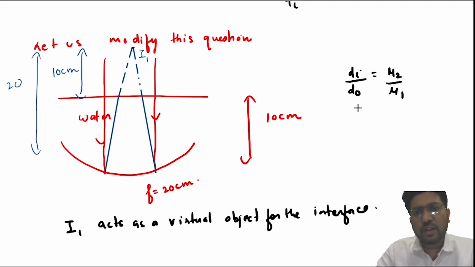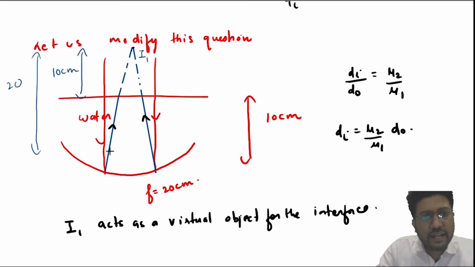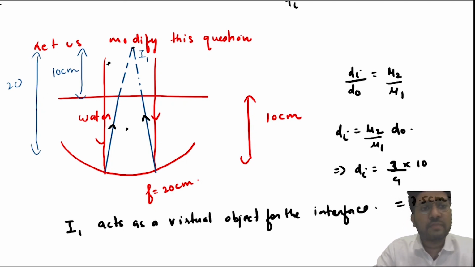But you know that this formula is valid for both real and virtual object, right? So I'll write di is equal to mu2 by mu1 into do. You have to remember that mu1 is the refractive index of the incident side. Now you have to see the ray of light. The ray of light is moving from this medium to this medium, that means this is the incident side and this is the refracted side, right? So mu1 is 4 by 3 and mu2 is 1. So di is equal to 1 by 4 by 3 into 10. This will come out to be 7.5 centimeter from the interface.